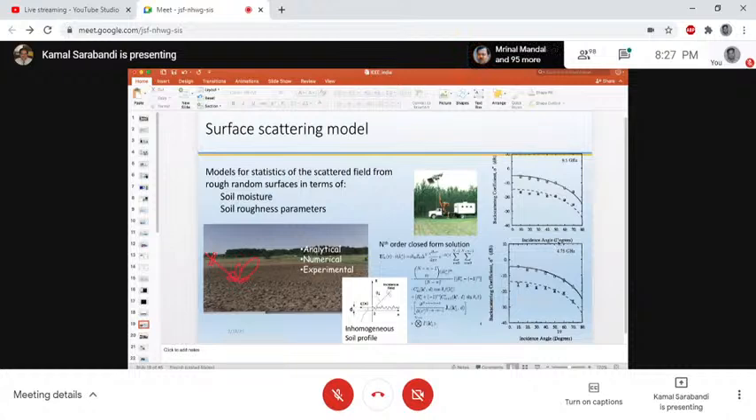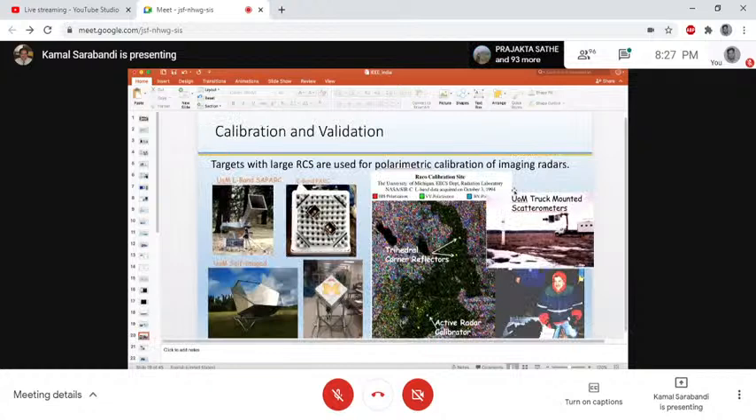We have an analytical solution. For the first time, we derived the nth order closed form solution based on the small perturbation technique for an inhomogeneous soil. We modeled all of these things, and we compared measurements with our models. Then you see that, for example, if you have just the rough surface, no vegetation, you can get those very accurately. But then you have to put these in other models.